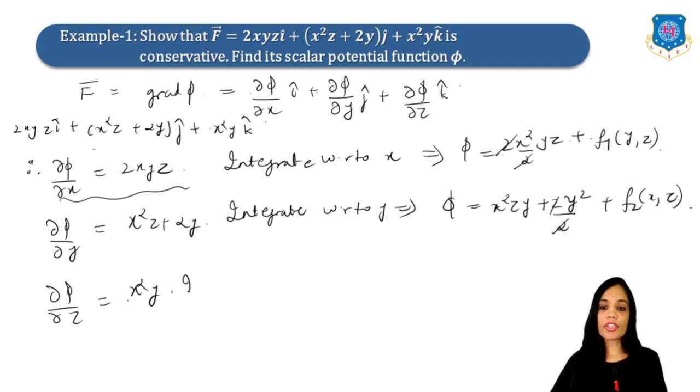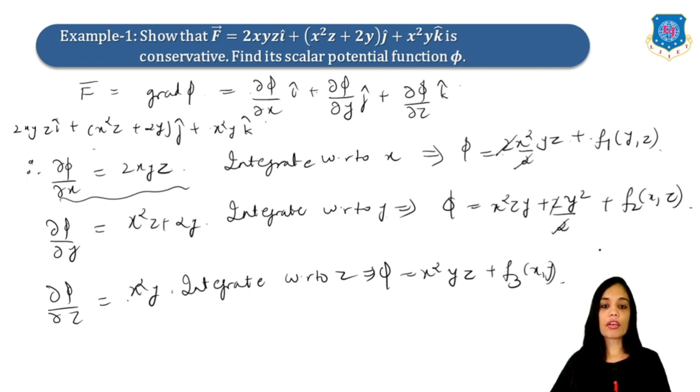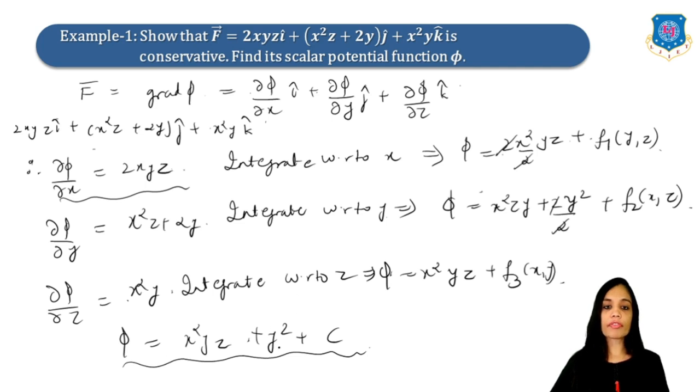And lastly, you have to integrate this with respect to z. So your phi will be x square yz plus f3 of x comma y. Now you have to write the terms for phi from these three. You have to write each term one time. So first write x square yz, and one more term, y square, plus c. In general, all the constants are written as c. So this is our scalar potential function phi.